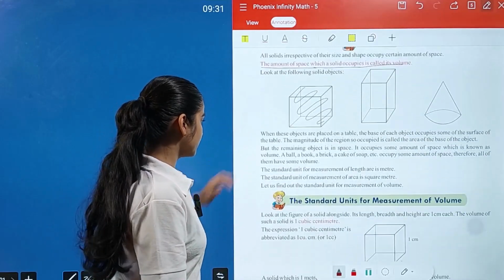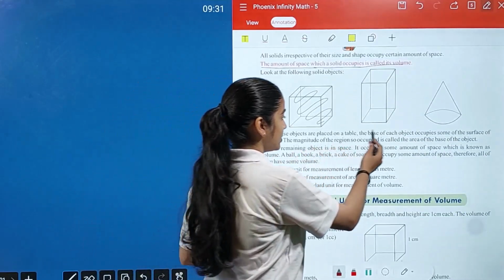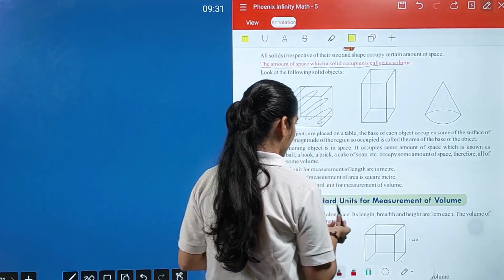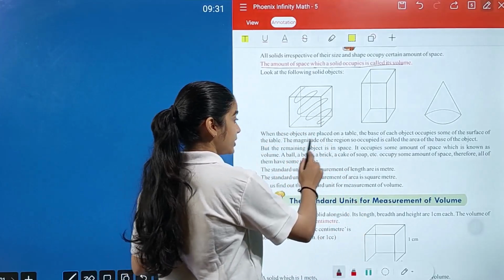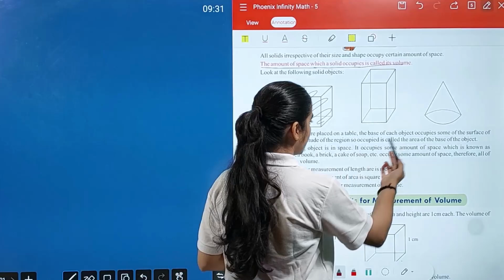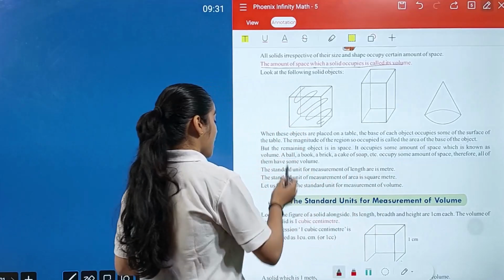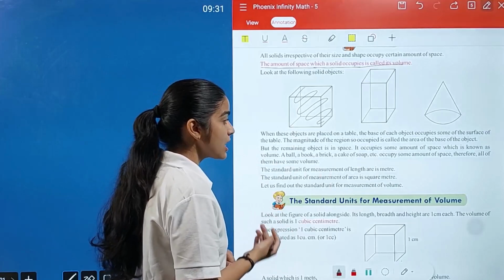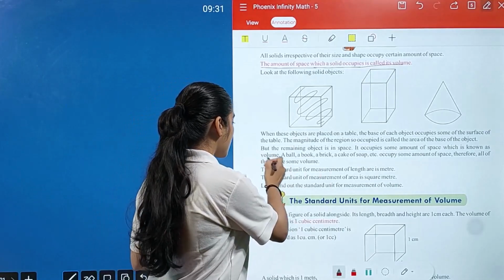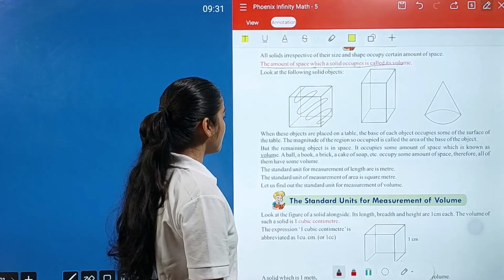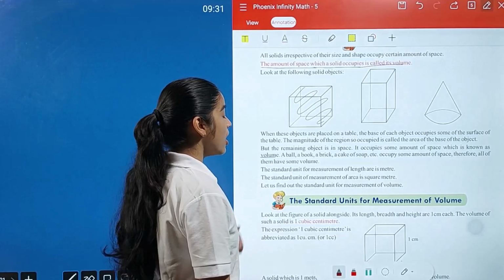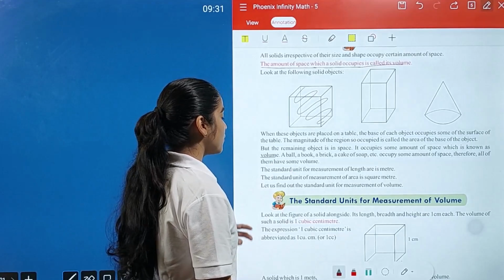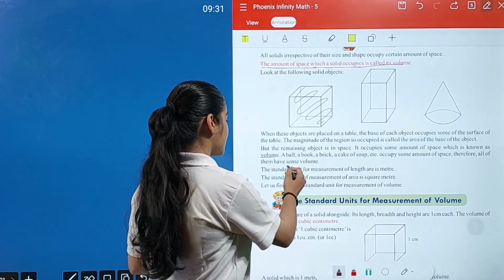When objects are placed on a table, the base of each object occupies some of the surface of the table. The magnitude of the region so occupied is called the area of the base of the object. But the remaining object in space occupies some amount of space, which is known as volume. A ball, a book, a brick, a cake of soap, etc. occupy some amount of space. Therefore, all of them have some volume.